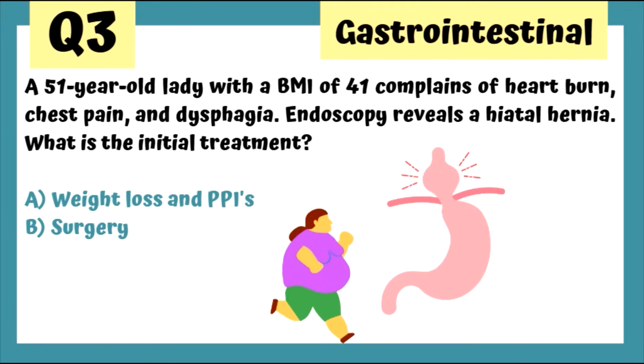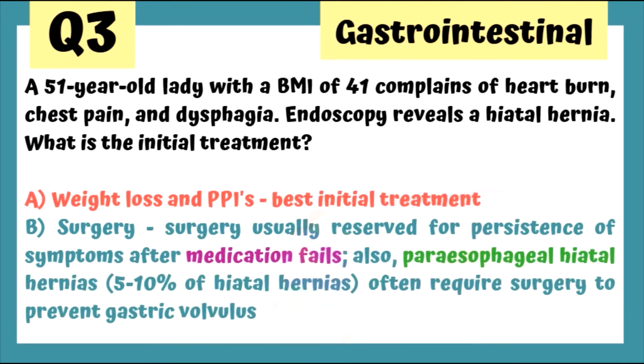Endoscopy reveals a hiatal hernia. What is the initial treatment? What's the initial treatment for a sliding hiatal hernia? Weight loss and PPIs are first line. Not surgery. Surgery reserved for persistence of symptoms after medication fails.